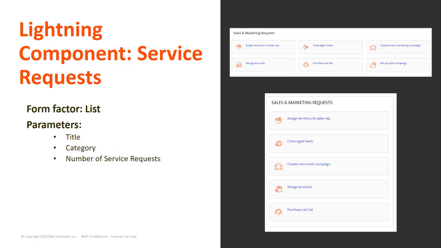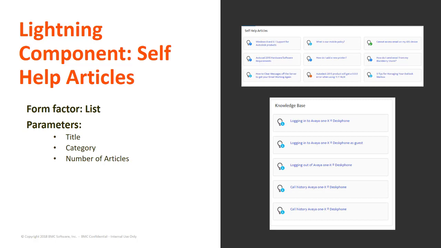The second component is Service Requests. This appears as a list and it can be dropped anywhere on the community. It has three parameters. The first one is title. This allows you to provide a custom title to your Lightning component for service requests. You can also provide a category as a parameter. Doing this restricts the service request definitions to just the ones associated with that specific category. You can also limit the number of service requests that are displayed in that component if there happen to be space constraints.